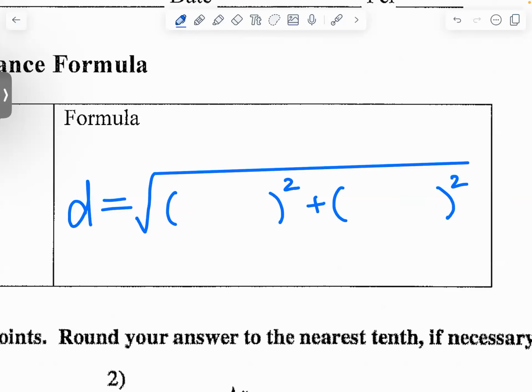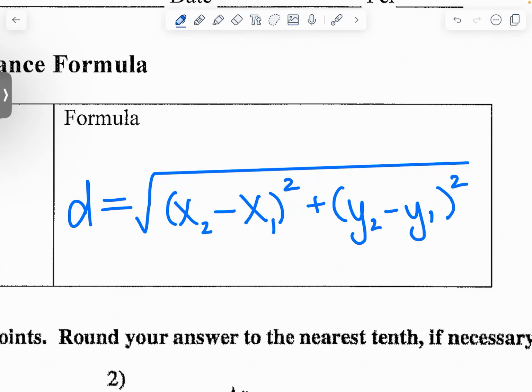Okay. So what we're going to do is take the second x minus the first x, and that's the first thing we're gonna square. We're gonna take the second y minus the first y, and that's the second thing we're gonna square. Just like we talked about in that introduction.